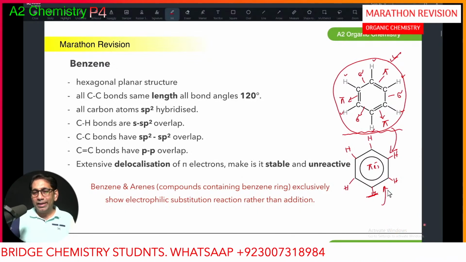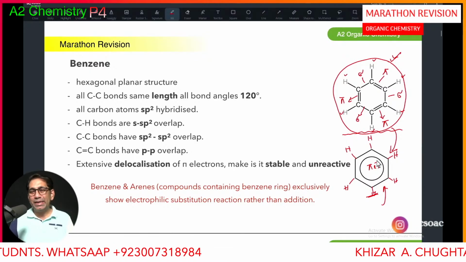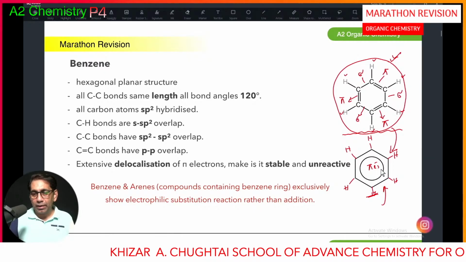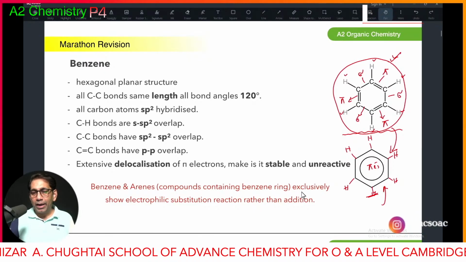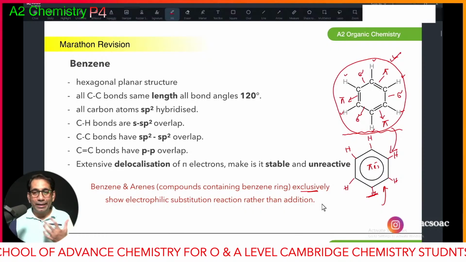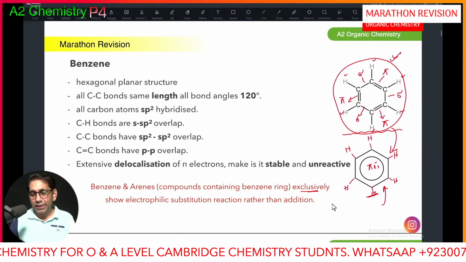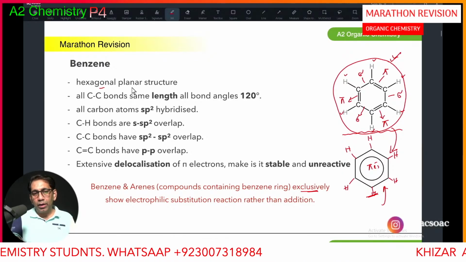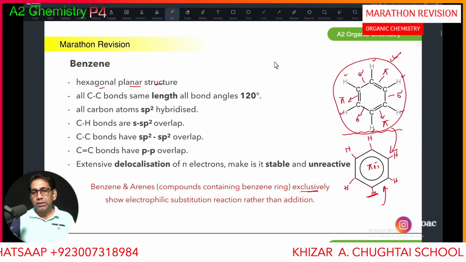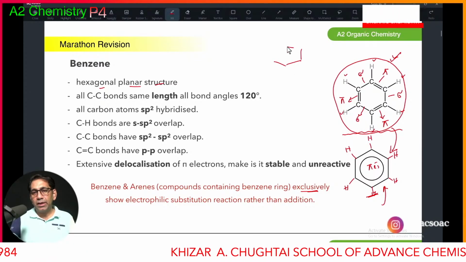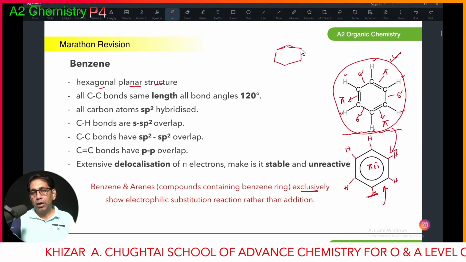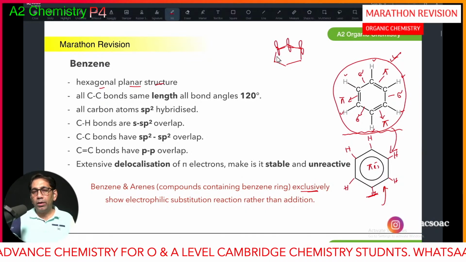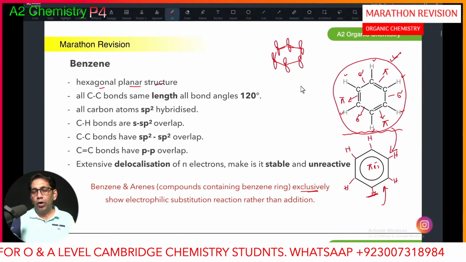But actually, this is the basic structure of the benzene ring, in which we put this circle, meaning the pi electrons are delocalizing around the benzene ring all the time. This is a hexagonal planar structure. Each carbon atom has 1 p orbital on it.